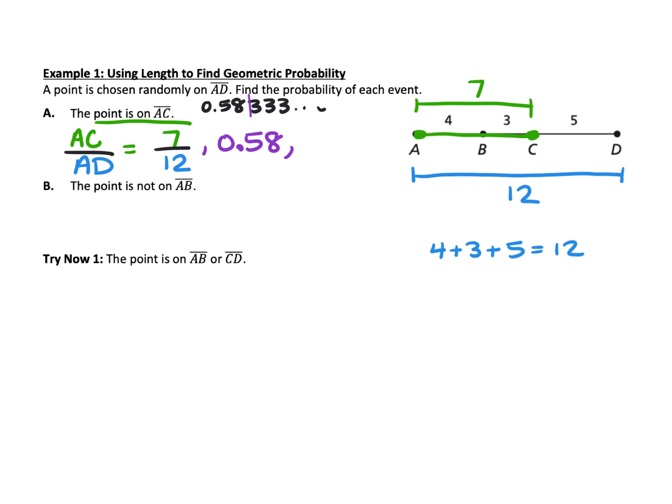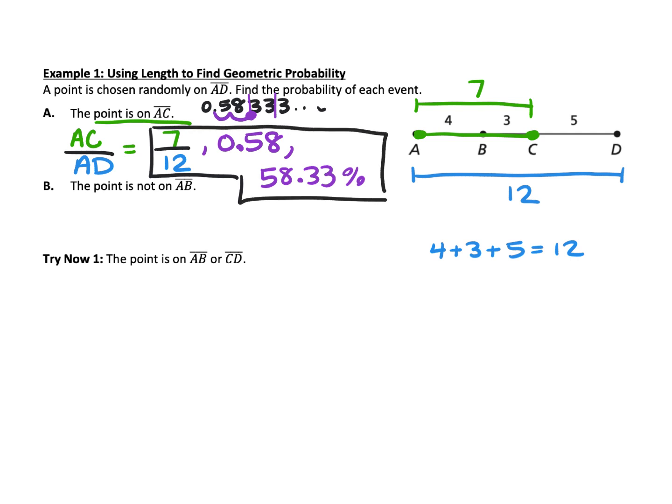If I want to write it as a percentage, you can move the decimal over 2 places or take that value right here and times by 100. And now I can get a little bit more accurate here, so I'll say 58.33%. So all of these are the same answer, they're just different ways to express it. Probabilities can be either fractions, decimals, or percentages.